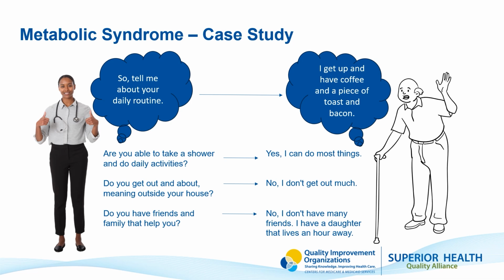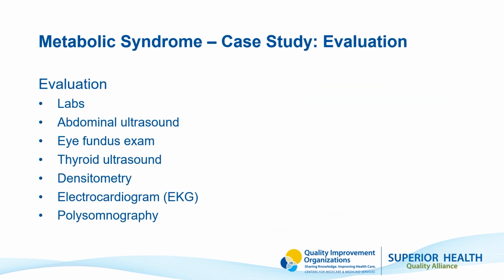So after my evaluation, I order labs. I also want to do an abdominal ultrasound, look at his eyes. Part of that lab work, I want to look at his thyroid. I also want to do a bone density EKG and do a polysomnography, which is also known as a sleep study.